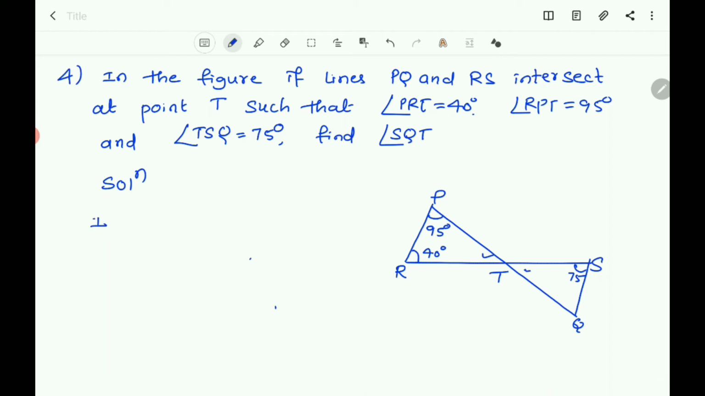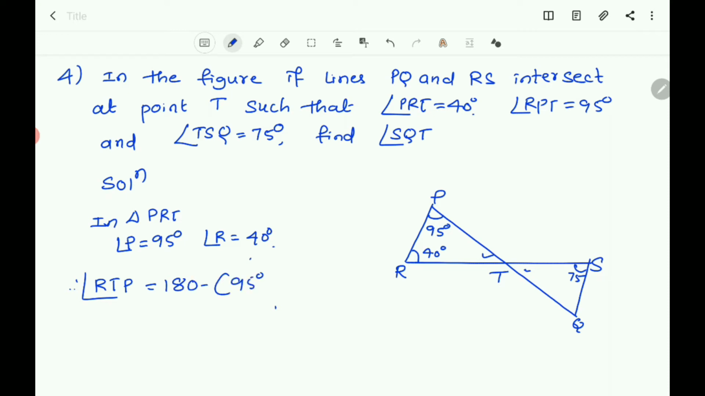In triangle PRT, angle P is equal to 95 degrees, angle R is equal to 40 degrees. So you take, therefore, angle RTP is equal to what? 180 minus the sum of the other two angles, that is 95 degrees plus 40 degrees.